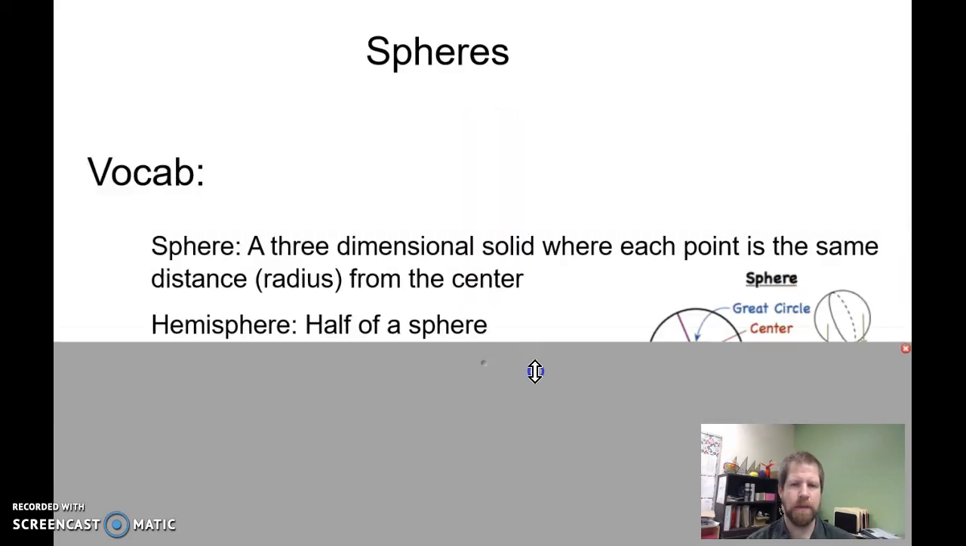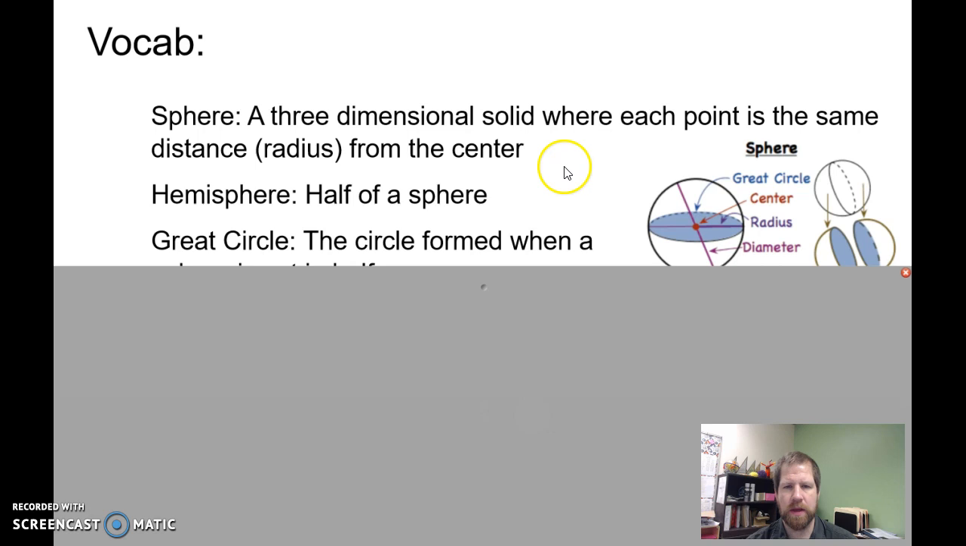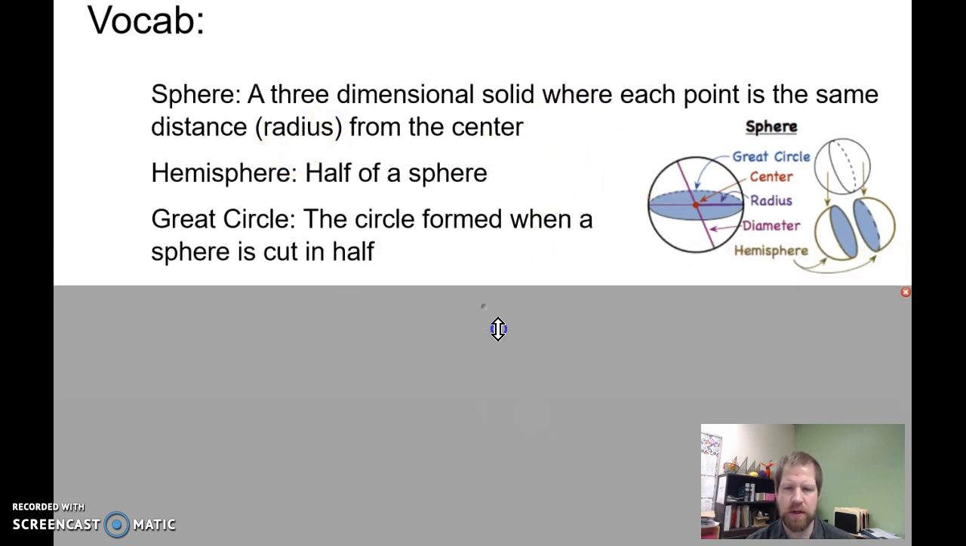Spheres. Alright, so a sphere is a three-dimensional solid where each point is the same distance away from the center, and that distance is the radius. Okay? I think we all know what a sphere is.